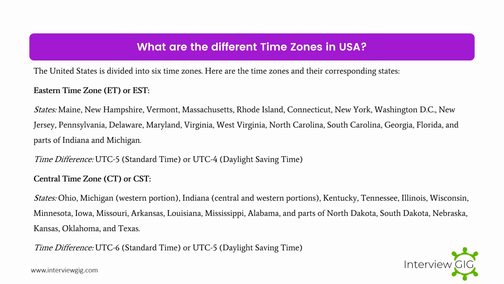Central Time Zone, CT or CST. States: Ohio, Michigan, Western portion, Indiana, Central and Western portions, Kentucky, Tennessee, Illinois, Wisconsin, Minnesota, Iowa, Missouri, Arkansas, Louisiana, Mississippi, Alabama, and parts of North Dakota, South Dakota, Nebraska, Kansas, Oklahoma, and Texas. Time difference: UTC-6, Standard Time, or UTC-5, Daylight Saving Time.